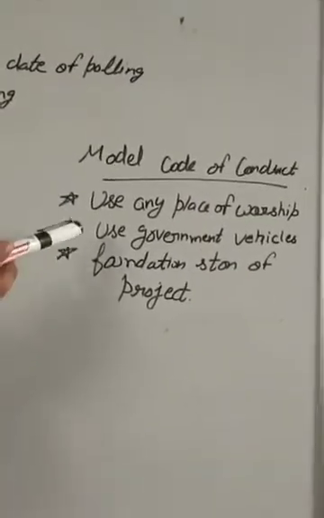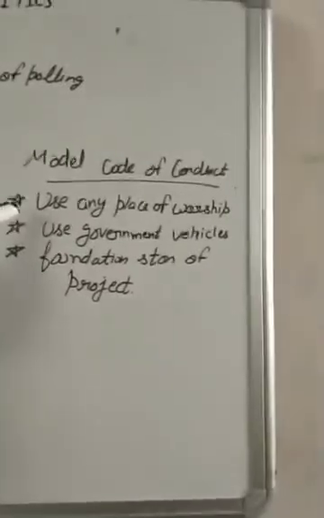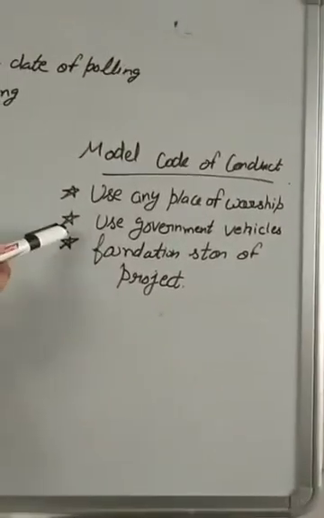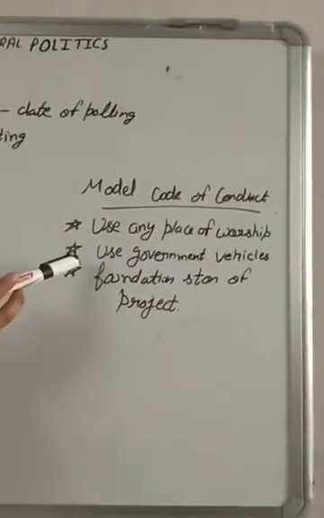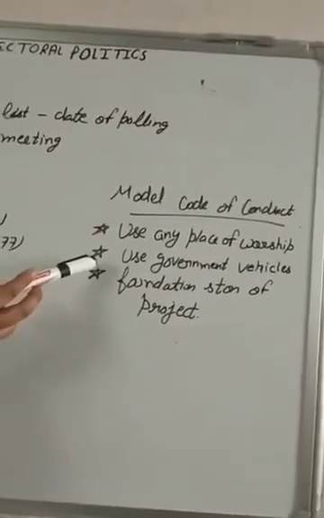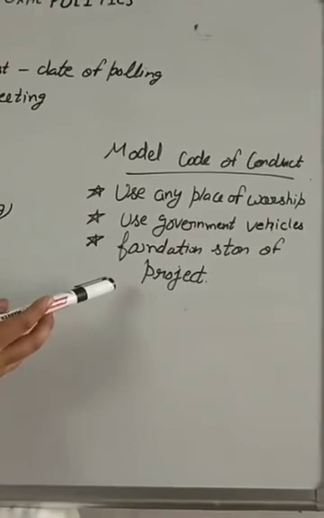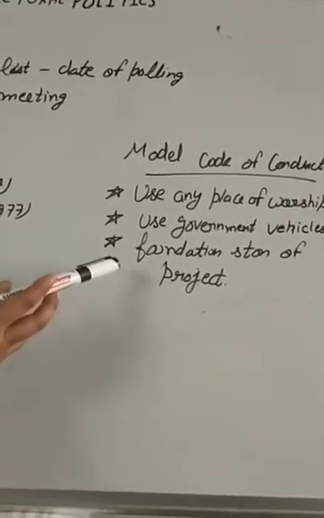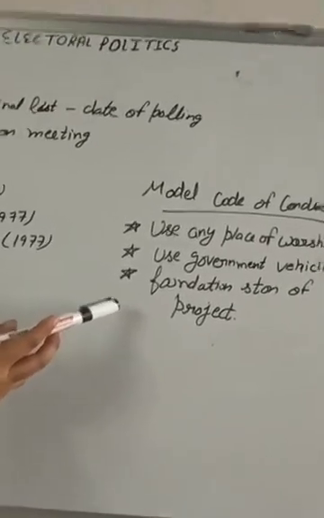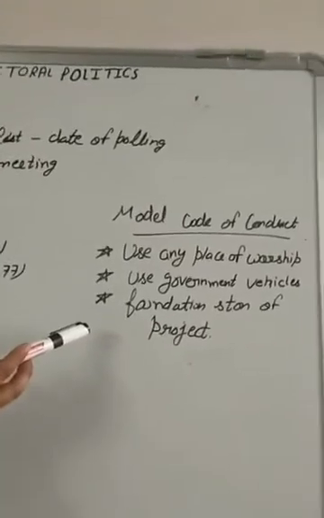And for this, they can't use any place of worship for election propaganda. They can't use government vehicles, aircraft and officials for elections. And once elections are announced, ministers shall not lay the foundation stone of any project, take any big policy decision or make any promise of providing public facilities.